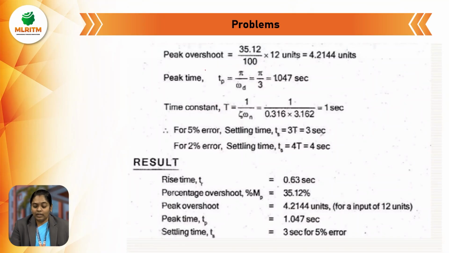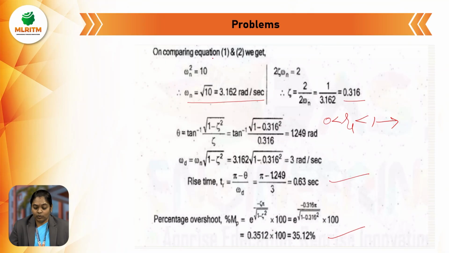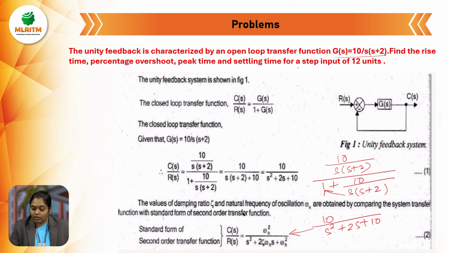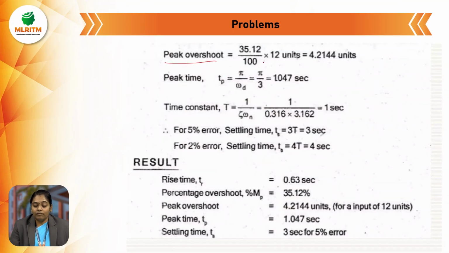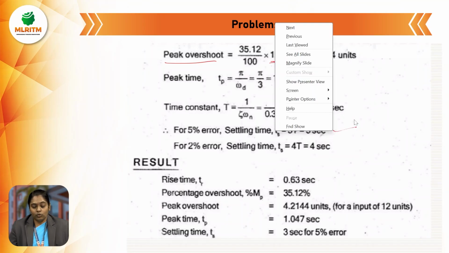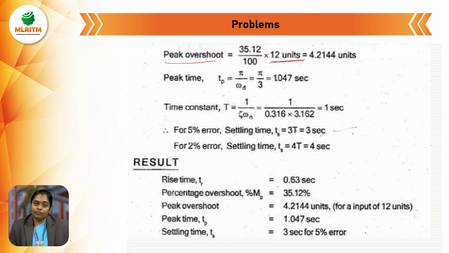Specifically in case of a peak overshoot, in the given question, instead of giving a unit step input, they have given 12 units. That itself indicates they have given the amplitude of the step input signal as 12 units. That is the reason for the peak overshoot we need to multiply by 12 units, because the amplitude is not a unit step, it is 12 volts of amplitude. And for the peak time, it is pi by omega d, and we need to calculate the settling time for the 2% band as well as for the 5% band.